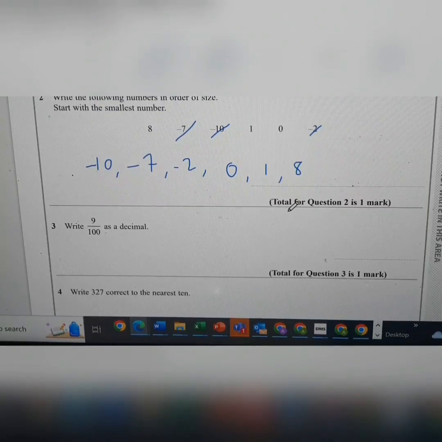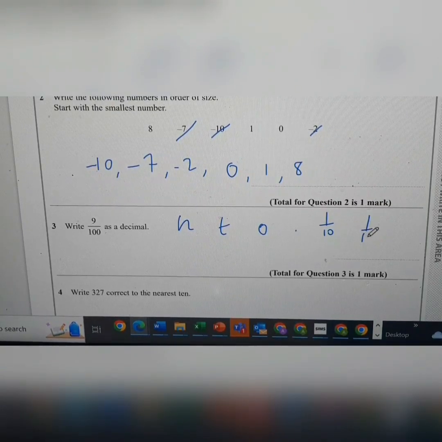Write 9 out of 100 as a decimal. So you can use your place value table. 100s, tens, ones, tenths, 100ths. So we've got 9 out of 100. So I'm going to put the 9 there. You've got your decimal place there. There's nothing here, so I'm going to put a 0 there. So it's 0.09.